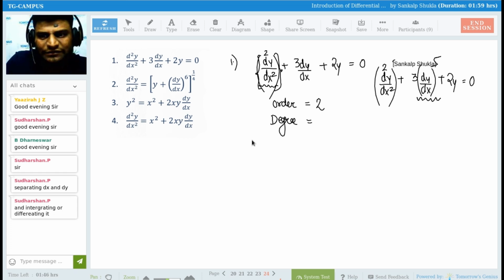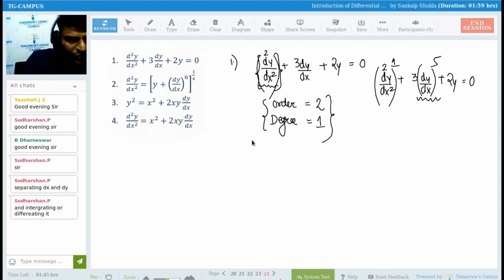So what is the power of this? Its power is 1. So degree will be 1 only. Degree is 1 and order is 2. Yes, this is the answer for the first question. Degree is 1 and order is 2. Now again, if we talk about the second question.